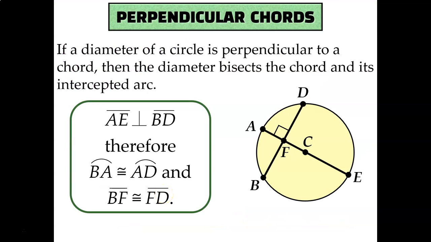The next unique property of chords and diameters in a circle that we'll discuss today is the fact that if a chord and a diameter are perpendicular to each other, then the diameter bisected the chord, and it also bisected the intercepted arc. So here in this diagram we see diameter AE is perpendicular to chord BD. And if that's true, then BD was bisected, meaning that BF and DF are congruent to each other. And that would also tell us that arc BA and arc DA are congruent to each other as well.